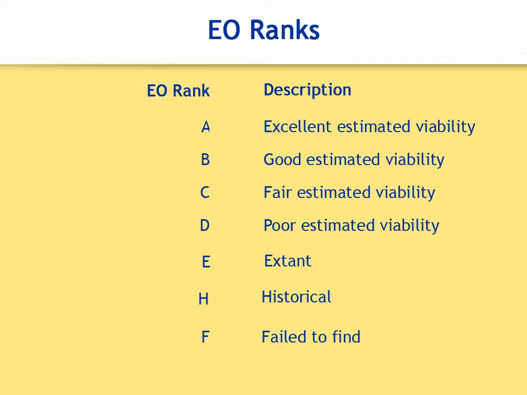F means a historical EO was searched for but not found, failed to find. And X, or extirpated, is reserved for cases where an EO was not only not found, but there is documented habitat destruction or other evidence of eradication.